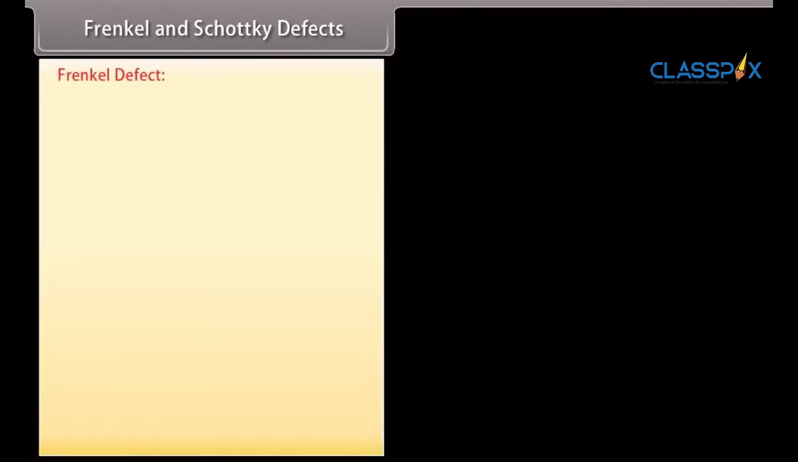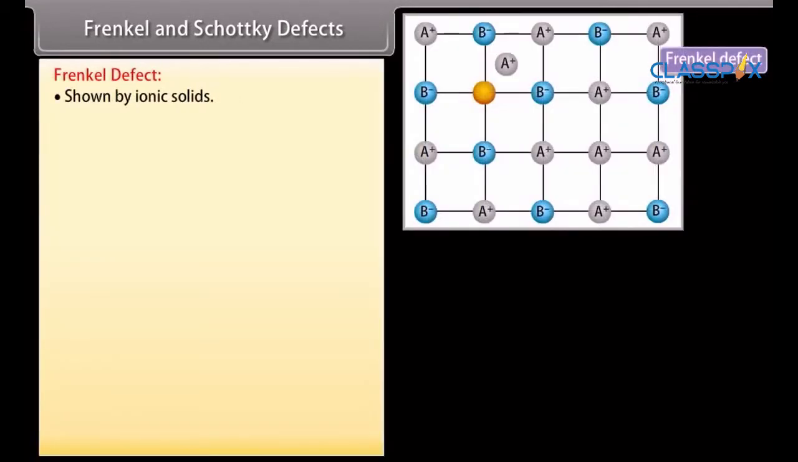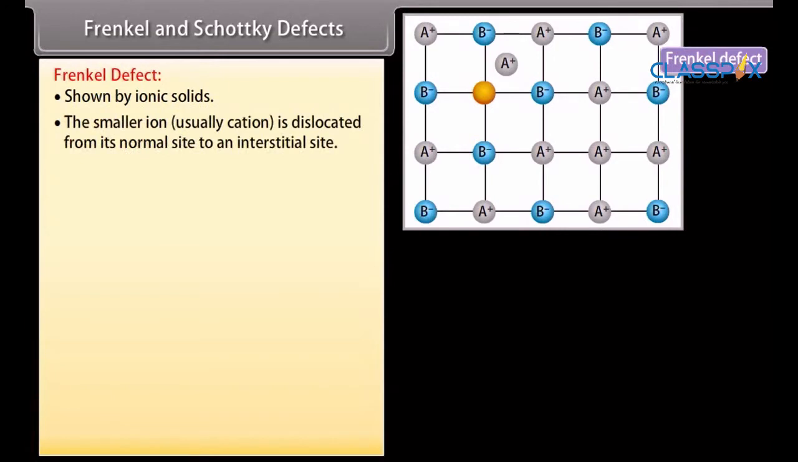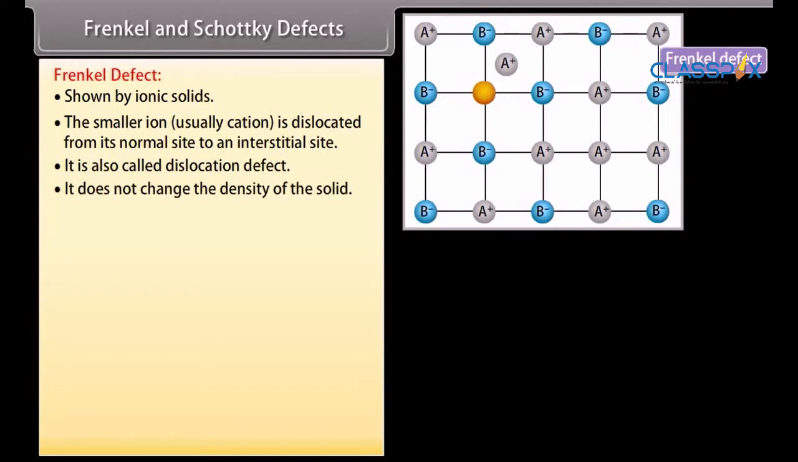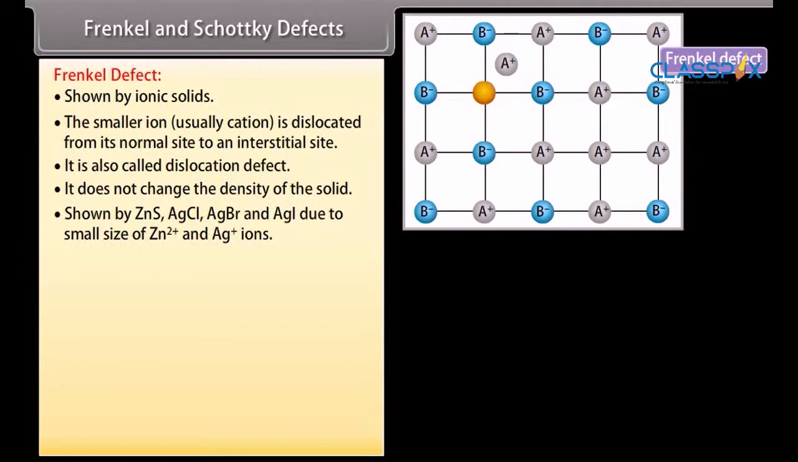Frenkel and Schottky defects. Frenkel defect, shown by ionic solids. The smaller ion, usually the cation, is dislocated from its normal site to an interstitial site. It is also called dislocation defect. It does not change the density of the solid. Shown by ZnS, AgCl, AgBr and AgI due to the small size of Zn²⁺ and Ag⁺ ions.